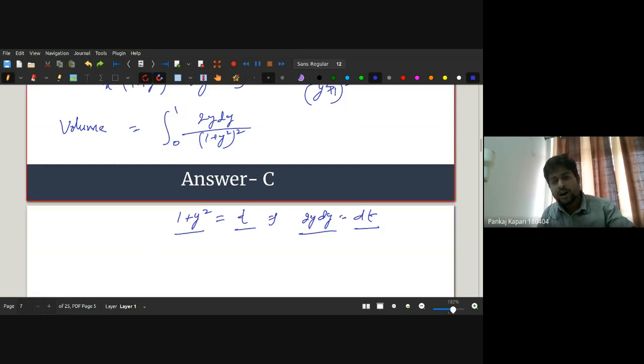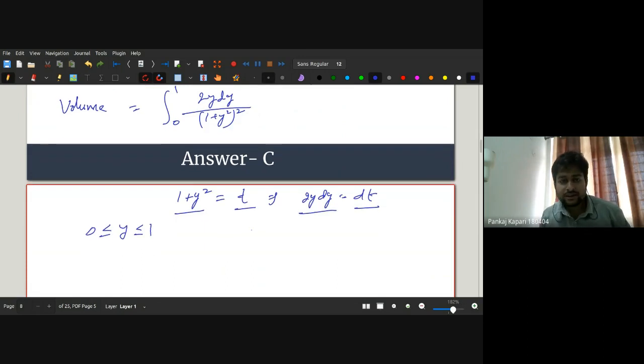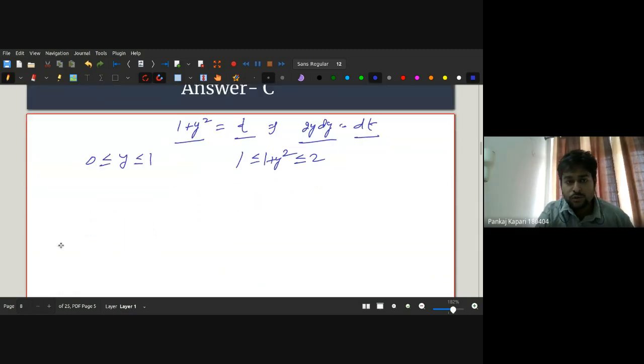Because for y it was from 0 to 1, right? Y varies from 0 to 1, and now we have to find where t varies, right? So 1 plus y square varies from 1 to 2, right? So the new limits of integration are from 1 to 2.